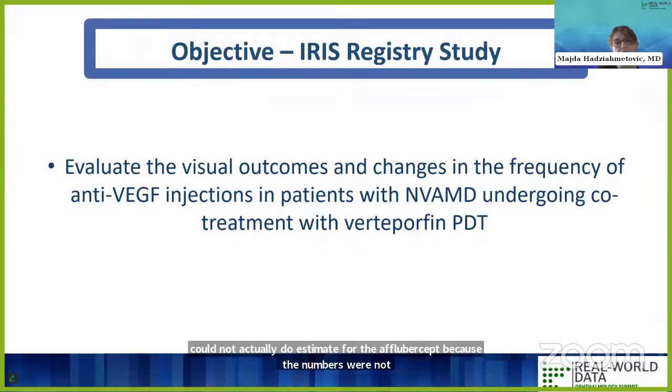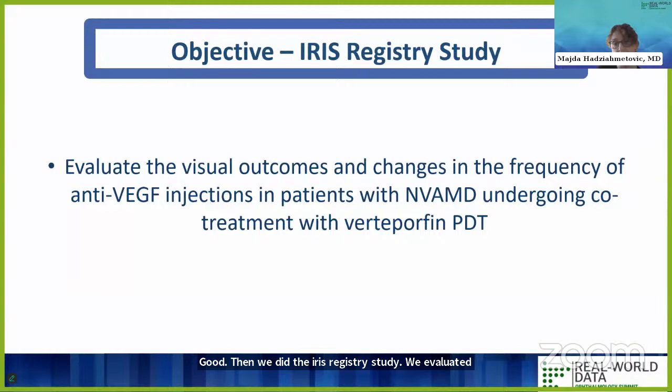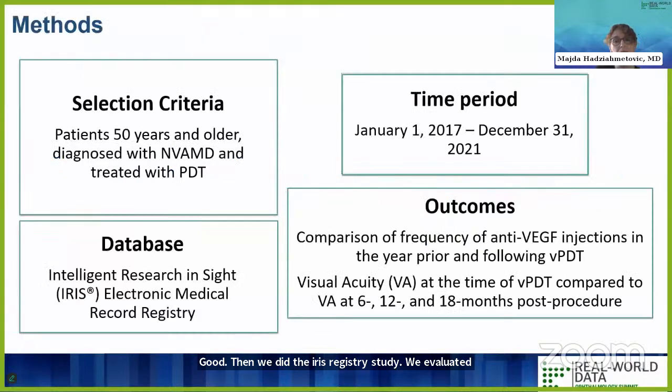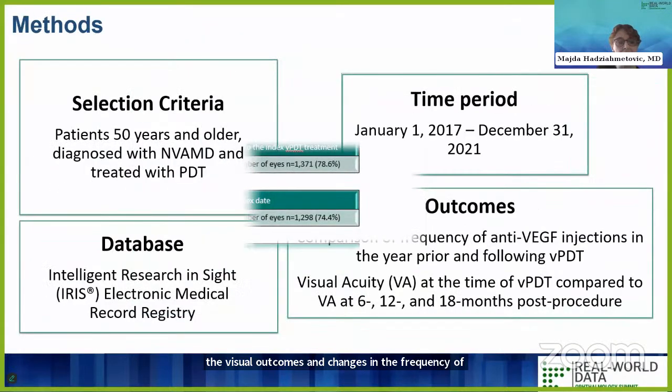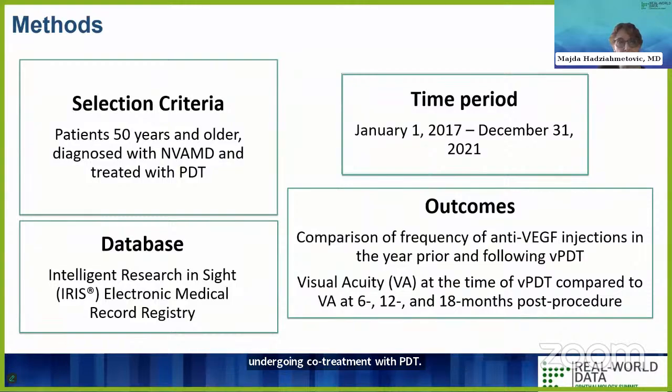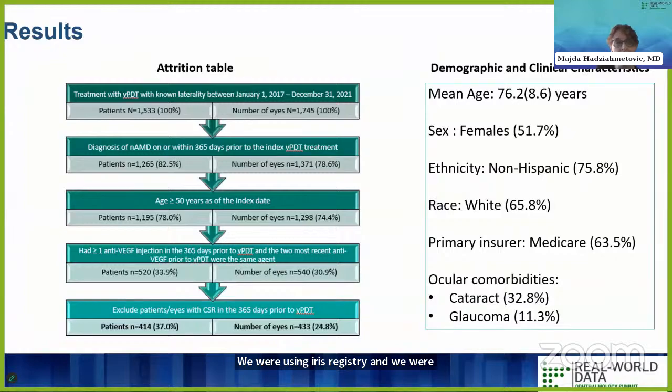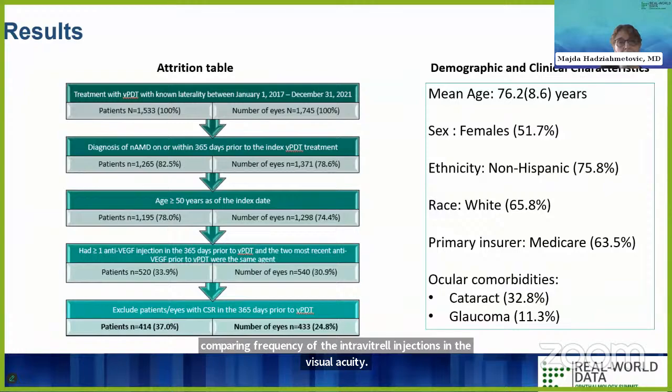Then we did the IRIS registry study. We evaluated the visual outcomes and changes in the frequency of anti-VEGF injections in patients with neovascular AMD undergoing co-treatment with PDT. This is going too fast. Selection criteria are shown here. So, neovascular AMD patients co-treated with the PDT, time period 2017 to 2021. We were using the IRIS registry, and we were comparing frequency of the intravitreal injections and the visual acuity. This is just a little bit about the selection. About 414 patients met inclusion-exclusion criteria.